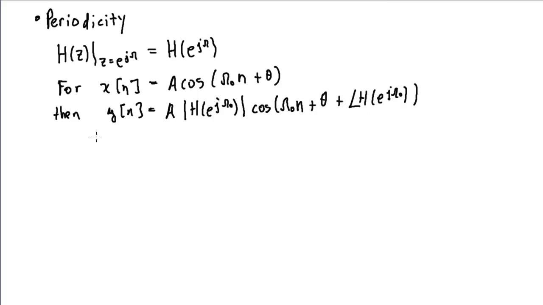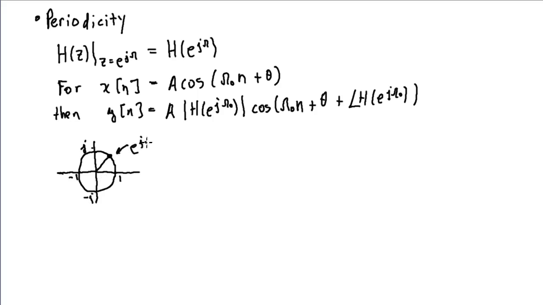Okay. e to the j omega is a point on the unit circle. This is the circle in the complex z plane with radius 1. So the 4 points on the real axis, we'd have 1 and minus 1, and then the points on the imaginary axis would be j and minus j, those 4 points on the unit circle.